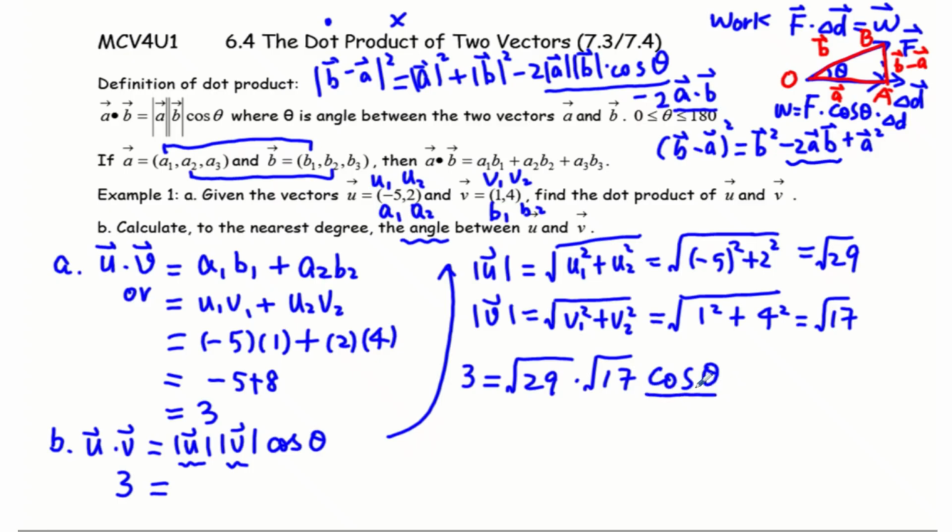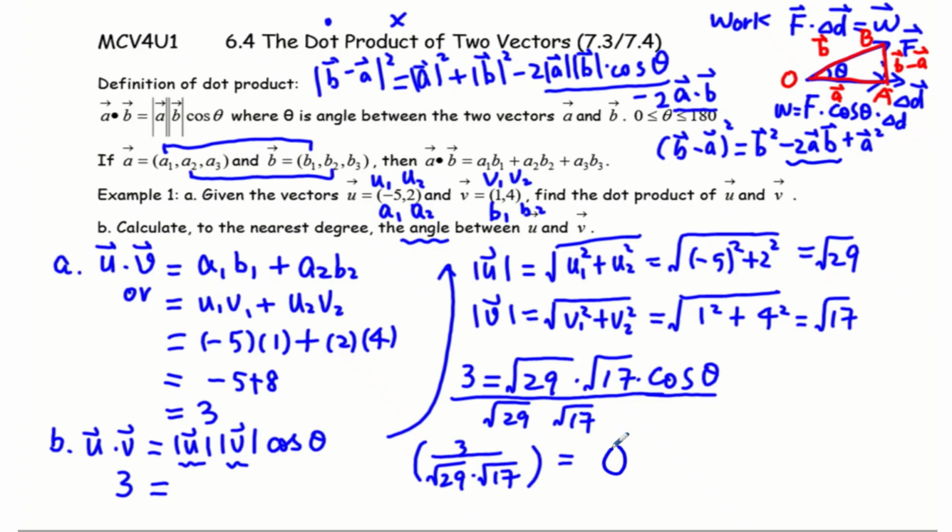In order to find the theta, we move everything to other side by doing opposite operation. This is multiplication, then division. To get rid of it, to both sides, do the division. So 3 over square root 29 times square root 17 equals cosine theta. Theta equals, we move the cos to other side, its opposite operation is inverse of cosine. Then use your calculator, you will find out it's 82.23 degrees. Then this is done.